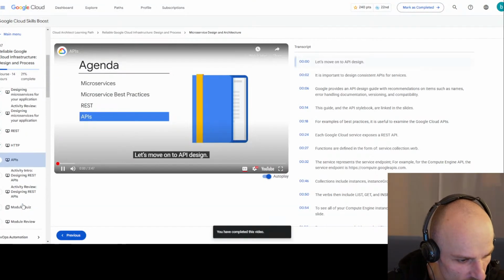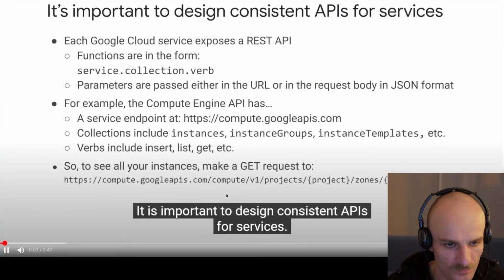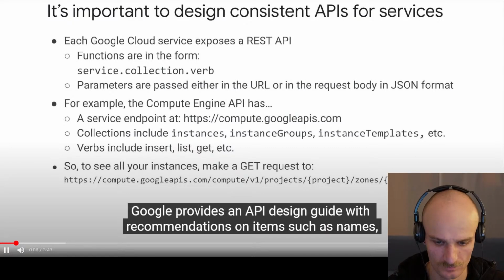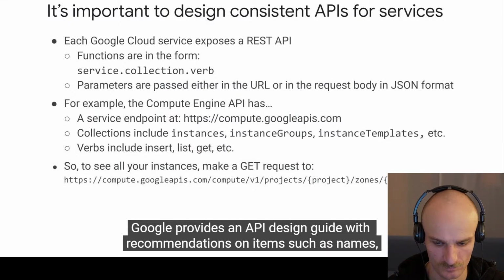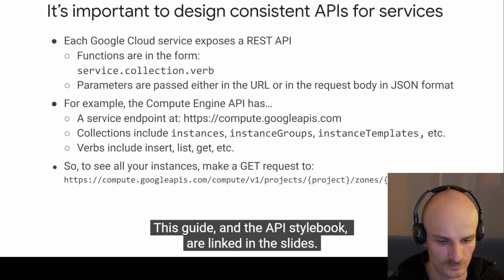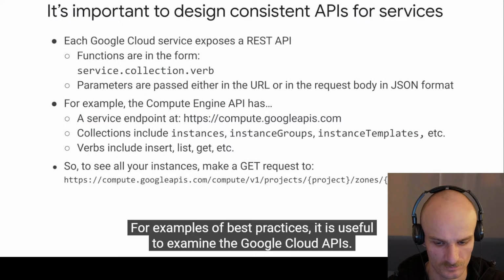Let's continue. Let's move on to API design. It is important to design consistent APIs for services. Google provides an API design guide with recommendations on items such as names, error handling documentation, versioning, and compatibility. This guide and the API stylebook are linked in the slides. For examples of best practices, it is useful to examine the Google Cloud APIs.